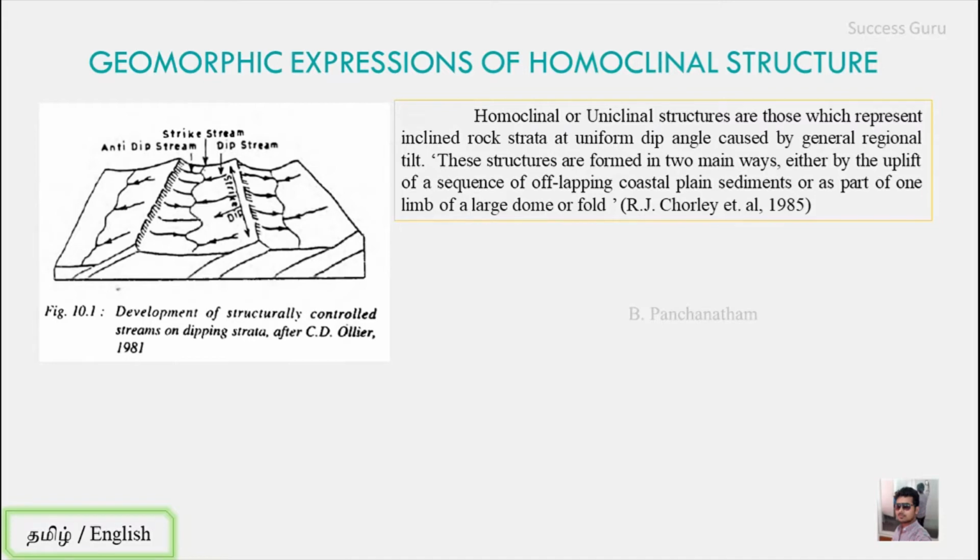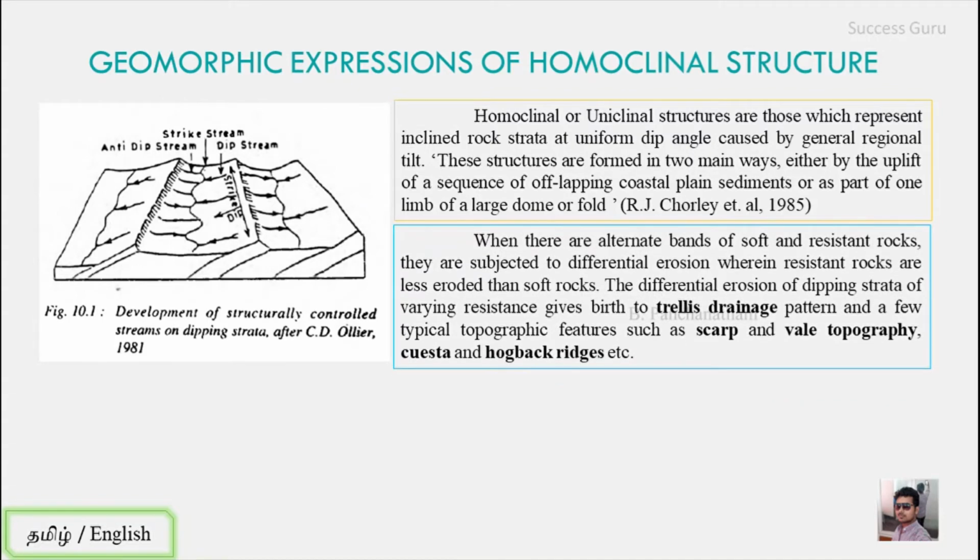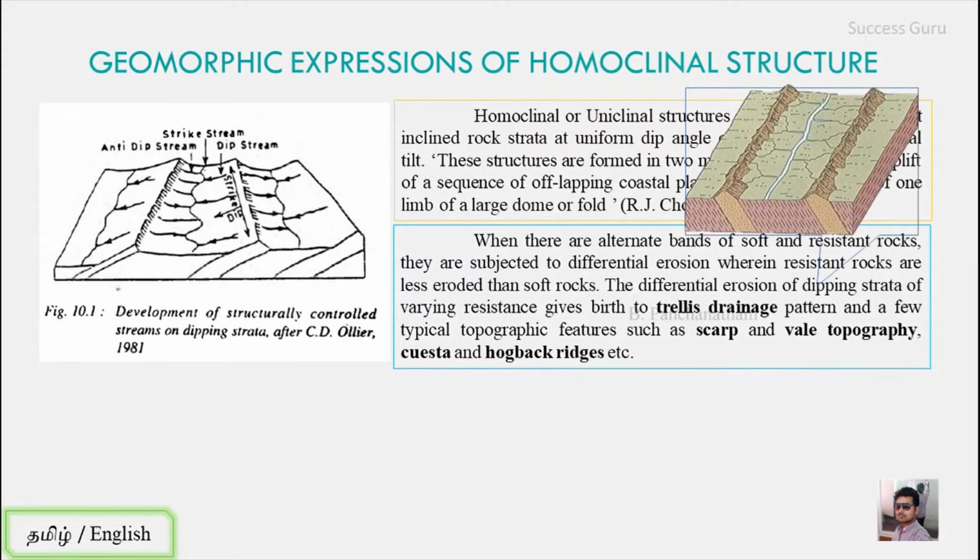So the left side image shows a homocline, that is the beds are dipping towards the west if you consider this as north, or towards your left hand side. So this is how this looks when there are alternate bands of soft and resistant rocks. That is, the hard rock is less eroded when compared to the soft rocks, and the differential erosion of dipping strata of varying resistance gives birth to the trellis drainage pattern. As you know, in trellis drainage pattern, the tributaries join the mainstream at right angle. So this is found when there is a homoclinal structure.